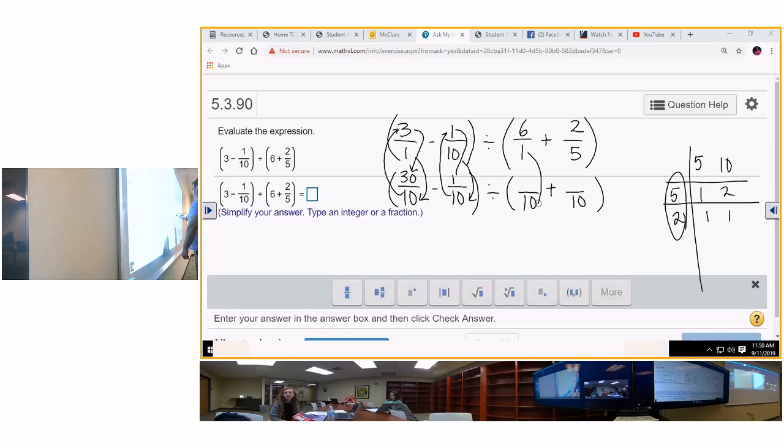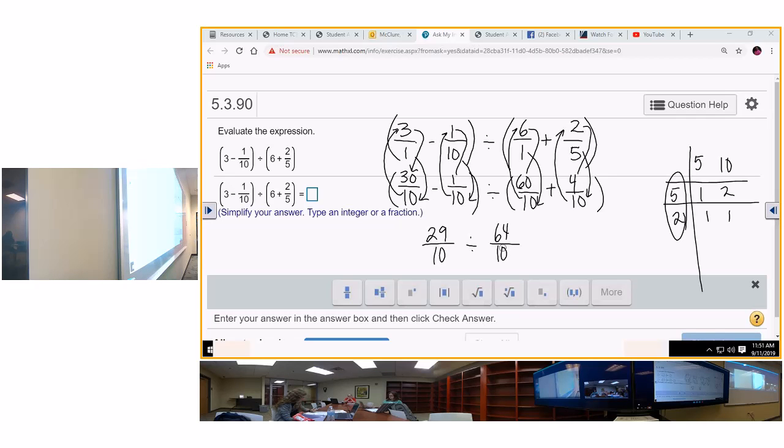1 will go into 10 10 times. 10 times 6 is 60. 5 will go into 10 2 times. 2 times 2 is 4. What is 30 minus 1? 29. 29 over 10 divided by 64 over 10.